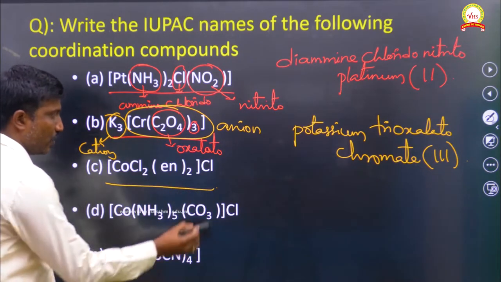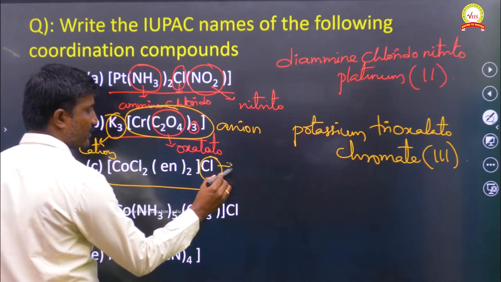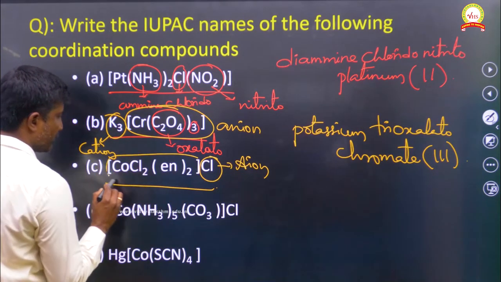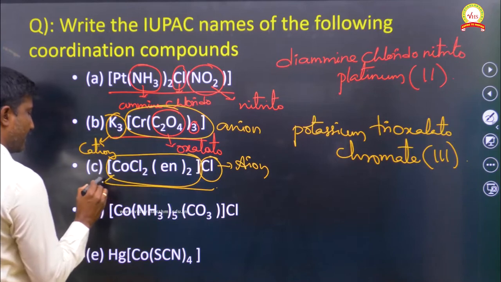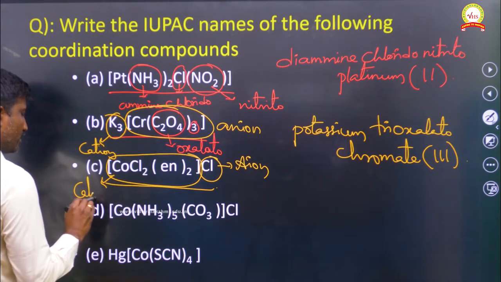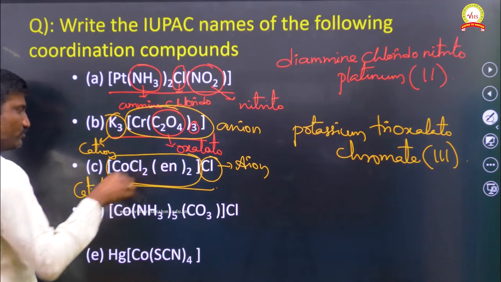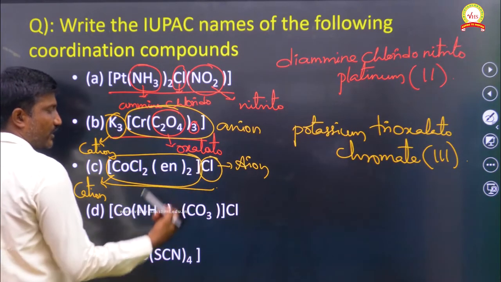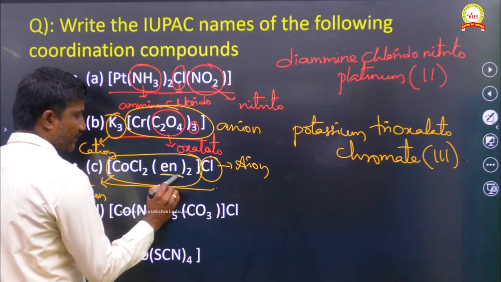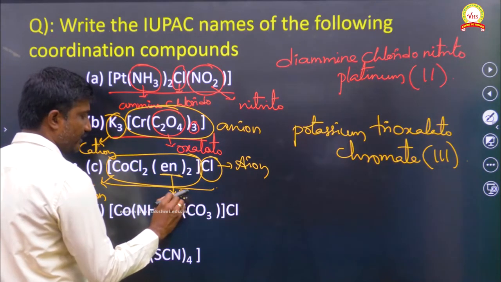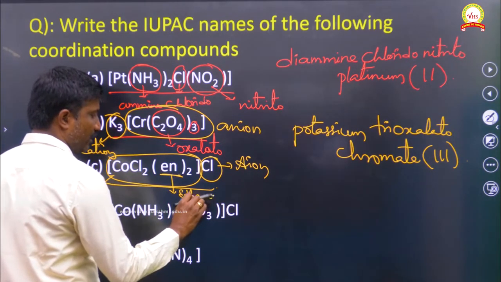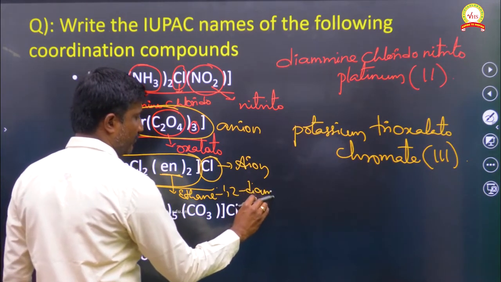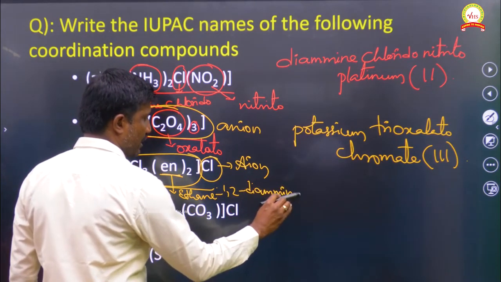In this, the counter ion is chlorine present on the right side, so it is the anion. Then the coordination sphere is present in cation state. So first we have to write the coordination sphere name, and after that we go to the anion chlorine. When we write the coordination sphere, here en means ethane-1,2-diamine, the name of this ligand.